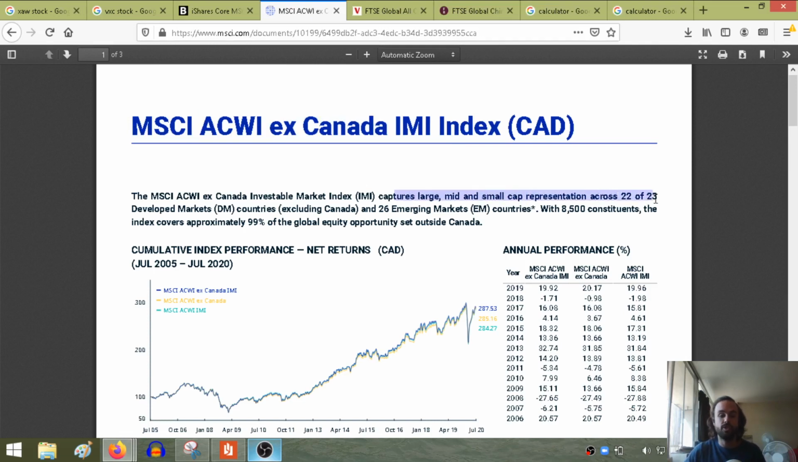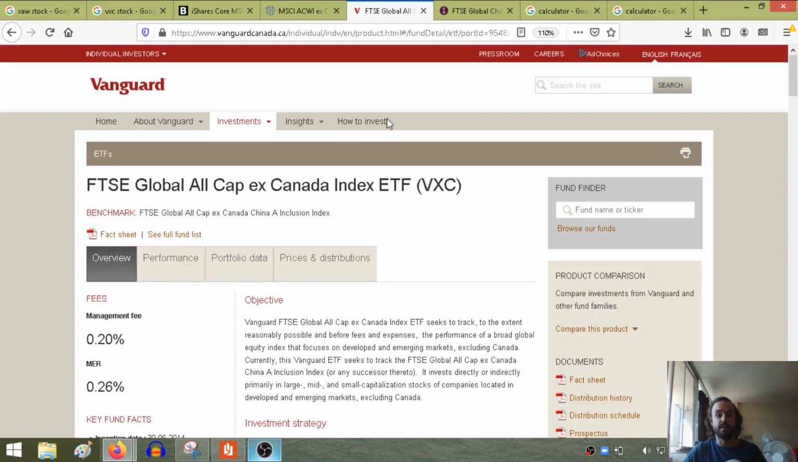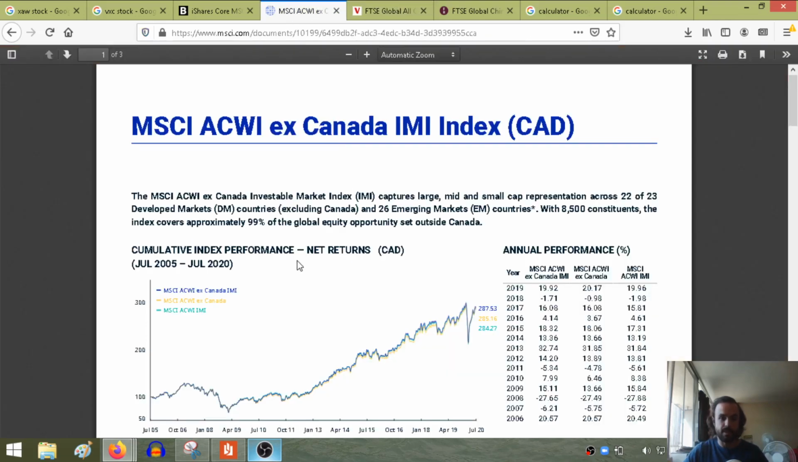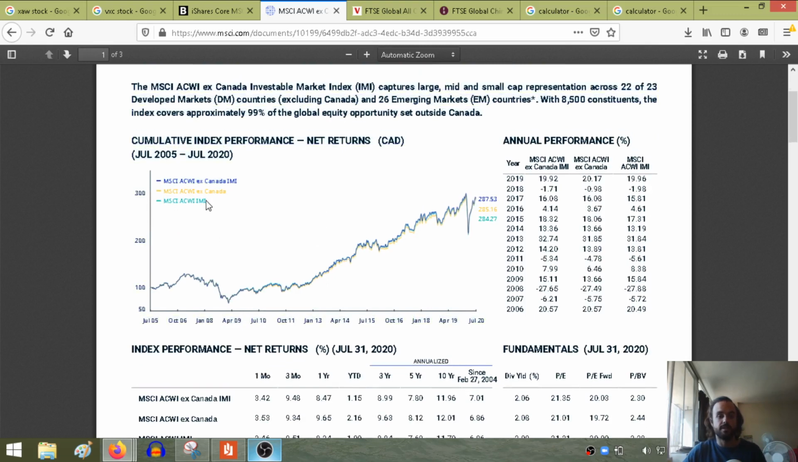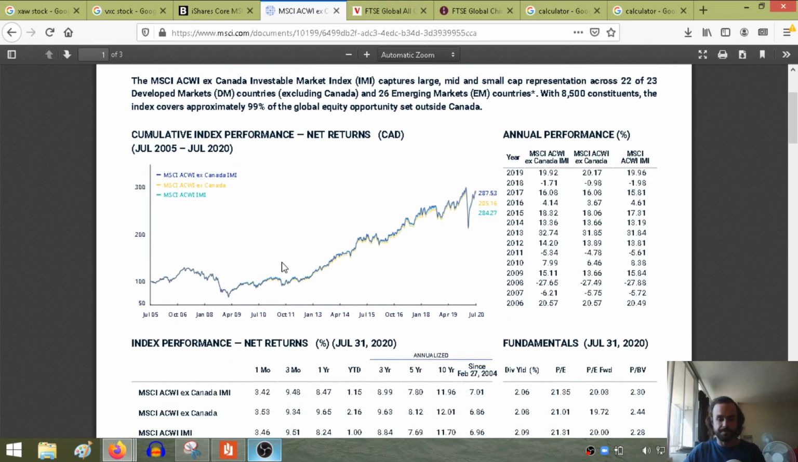So if we actually look here, the MSCI ACWI ex-Canada IMI index captures large, mid, and small cap representation across 22 of 23 developed markets. The one missing is Canada, since it's excluded, and 26 emerging market countries. So it's actually a little bit more diversified than this one might be, for example, just because it's also in the developing markets and the emerging ones. And if you can see here from the chart, it's actually the hardest one to see, but this one in green highlighted here is for the ACWI IMI one.